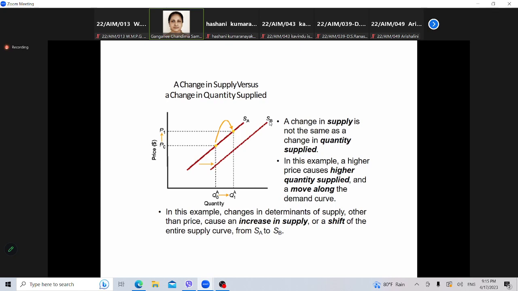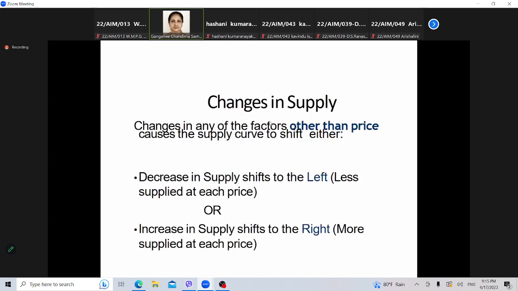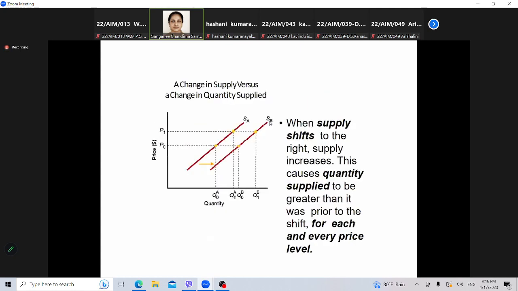So all of these you can compare with the demand change. The same as demand change, the supply changes if any of the factors other than price cause the supply curve to shift. Decrease in production at a lower price, increase in production at a higher price. So here you can say when the supply shifts to the right, that means supply increases. You can see this with the amount.